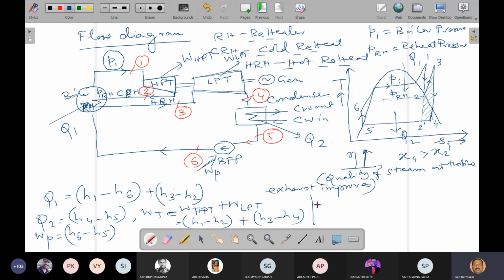Based on this, one can easily find out the efficiency of the Rankine cycle. That should be equal to 1 minus Q2 by Q1. Either you can use this formula, or you can write WT minus WP by Q1. Please note it down. Is it clear, or is there any confusion in understanding? WT is the work of the high pressure turbine, HPT, plus WLPT.